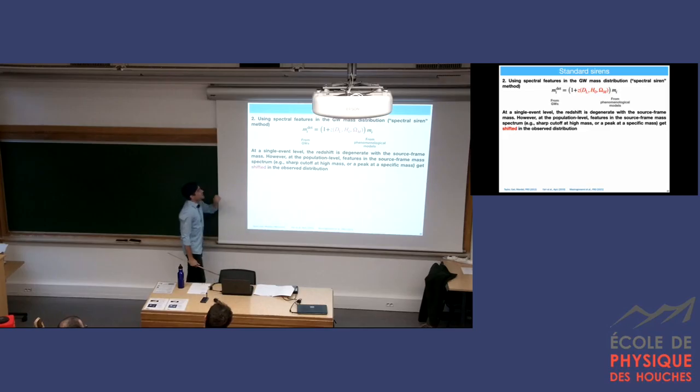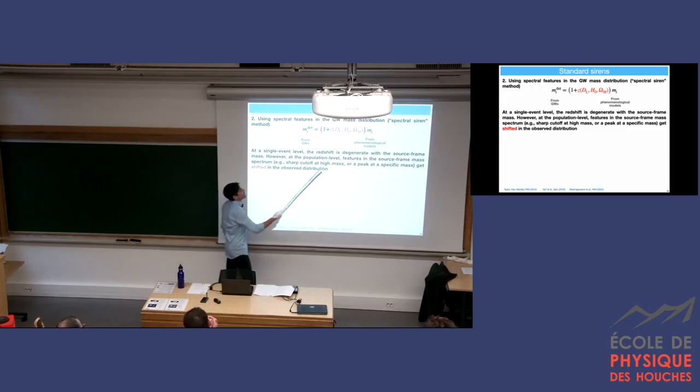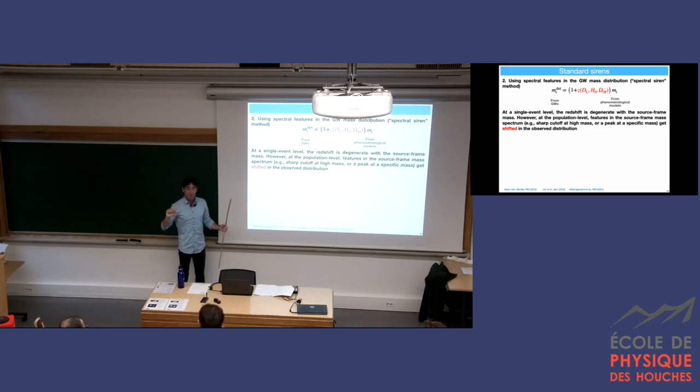Now, the point is that at a single event level, we cannot really break this degeneracy. But if we consider an ensemble of events, and we look at the distribution of the values of the component masses, then if there is a shape in the spectrum, which could be, for example, a peak, or maybe an abrupt end at some values of the distribution, then those features should also be shifted, because we are looking at the detector frame values of the mass, not the source frame. So in other words, there would be a difference between the source frame distribution and the detector frame distribution, which is shifted.